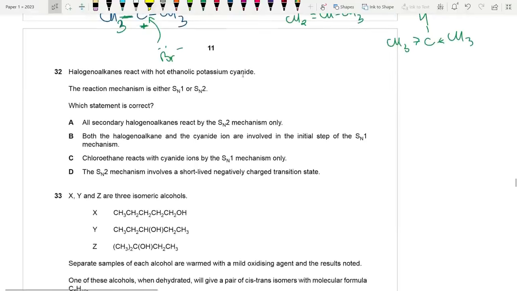Halogen alkanes react with hot ethanolic potassium cyanide. The reaction mechanism is either SN1 or SN2. Which statement is correct? All secondary halogens undergo, no, no, no. They undergo both SN1 and SN2. Both the halogen alkane and the cyanide ion are involved in the initial step of SN1 mechanism. In SN1, the rate depends on the concentration of one reagent only, which is the hydroxide or the cyanide ion only. So this is wrong. If it was SN2, it would have been correct.